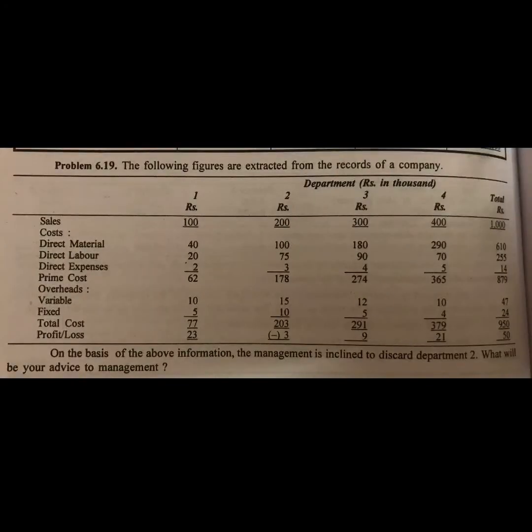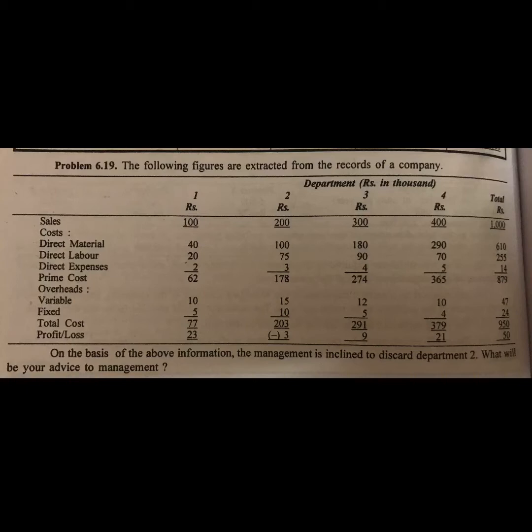Okay, girls, now we will see one more problem in dropping the product line. Problem number 6.19. The following figures are extracted from the records of the company. So we have total 4 departments, 1, 2, 3 and 4, and the last column is total. All the values are given in thousands. See the format, girls. It is sales minus cost. So direct material, direct labor, direct expenses, that will give you prime cost. And overheads, we have 2 overheads. One is variable, the other one is the fixed. And the total cost is nothing but variable cost plus fixed cost, right? And the last one is the profit and loss.